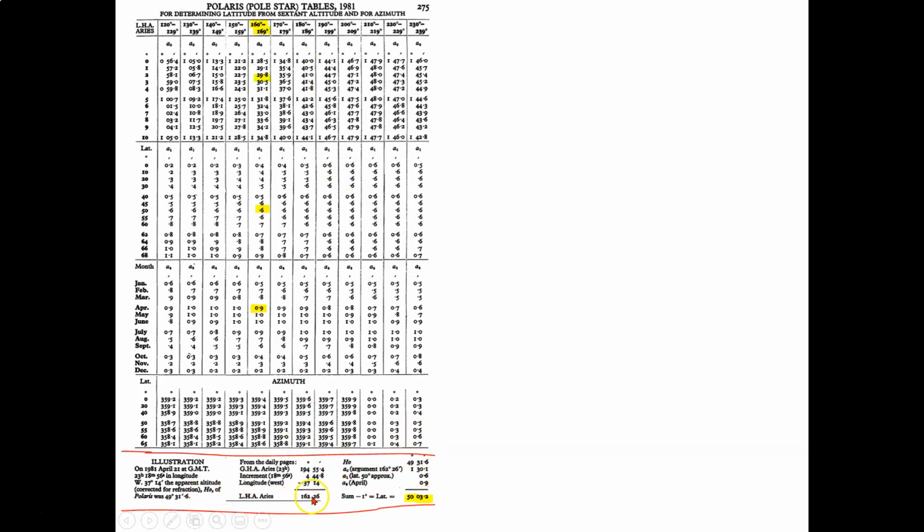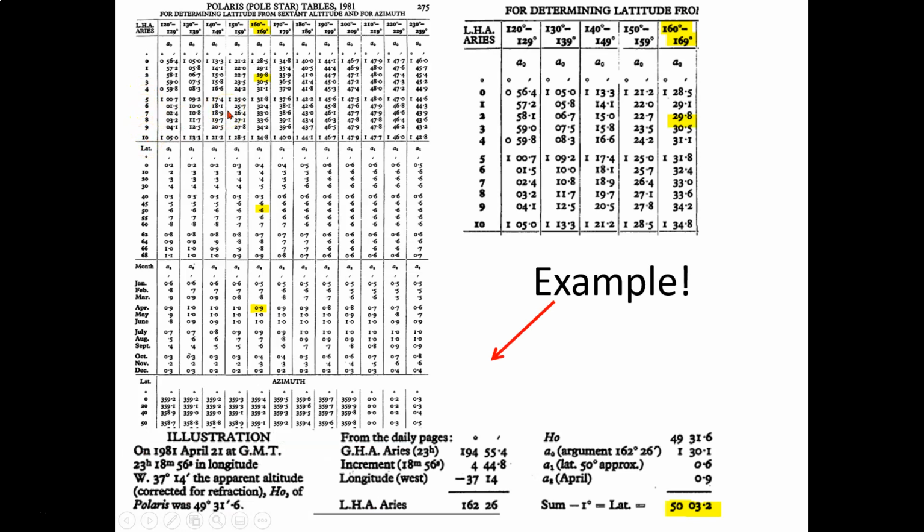Okay, the LHA of Aries is 162.26. So I come up here to 162, and there is no 162, but 162 is between these two. So I'm going to choose this, and this is A0, A1, A2. So let me get the A0 out of here. First up, I want you to notice over here on the side, 0, 1, 2, 3, 4, 5, 6, 7, 8, 9, 10. There's a better look at the example. Everything's a little bit more blown up there.